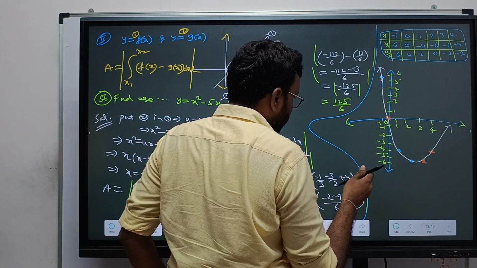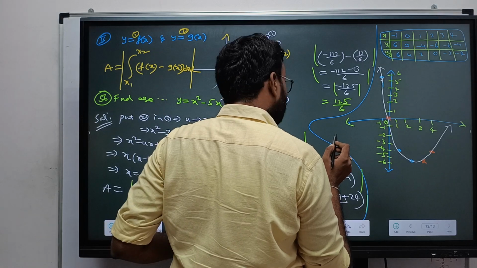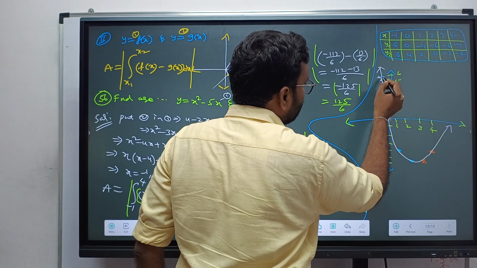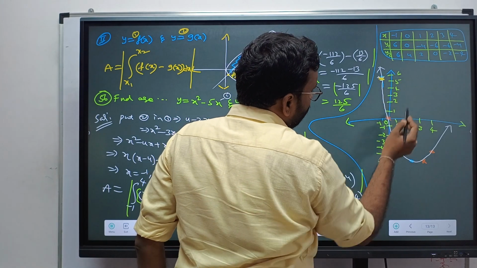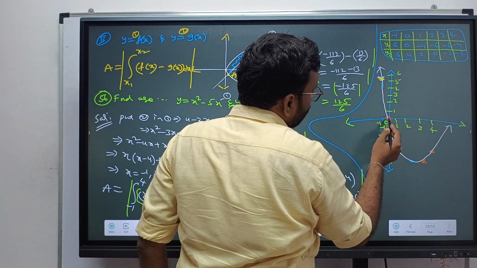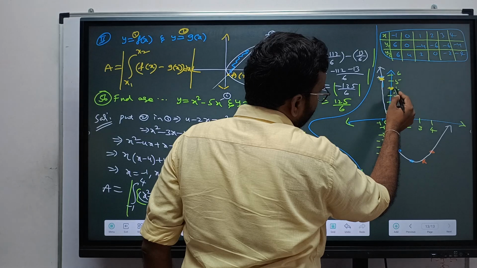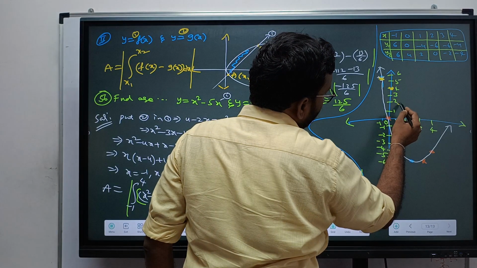-1 comma 6. Where you will get -1 comma 6? -1 comma 6 means same here only. Then what? 0 comma 4. This is 0 comma 4. So on x-axis 0, y-axis 4 means here you will get. Okay. Then what? 1 comma 2. See, 1 comma 2 here you will get.